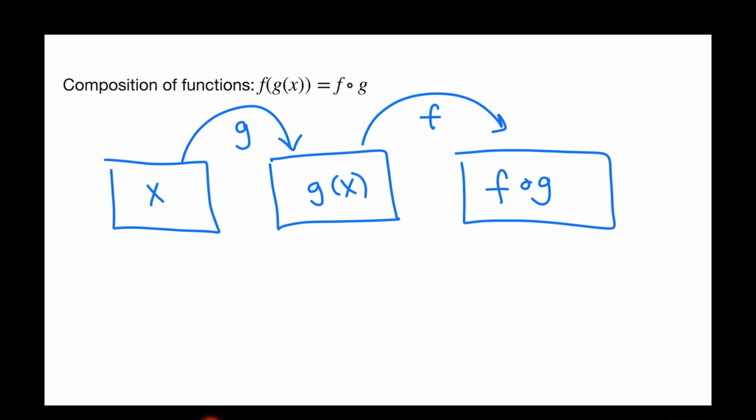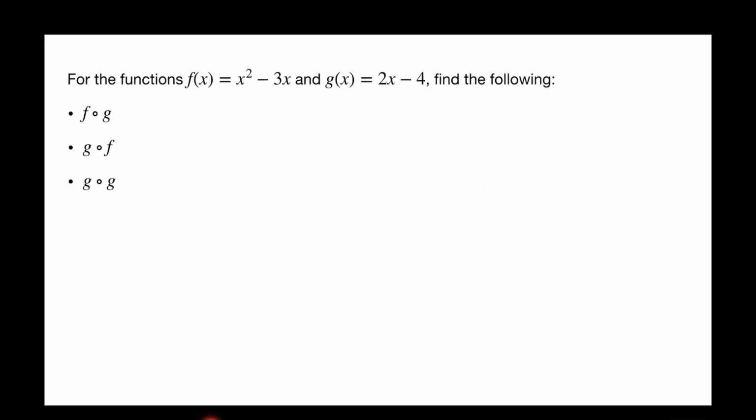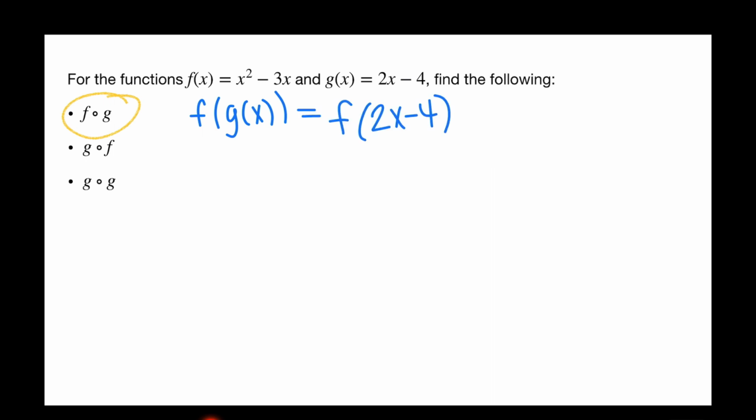So let's see how this works with a couple of examples. For the functions f of x equals x squared minus 3x and g of x equals 2x minus 4, find the following. Let's start with the first one in my list, which is f composed with g. That means we are going to take f of g of x. Or in other words, we're going to take function g and plug that into function f. So f of g of x means we're going to take f of, in this case, 2x minus 4.